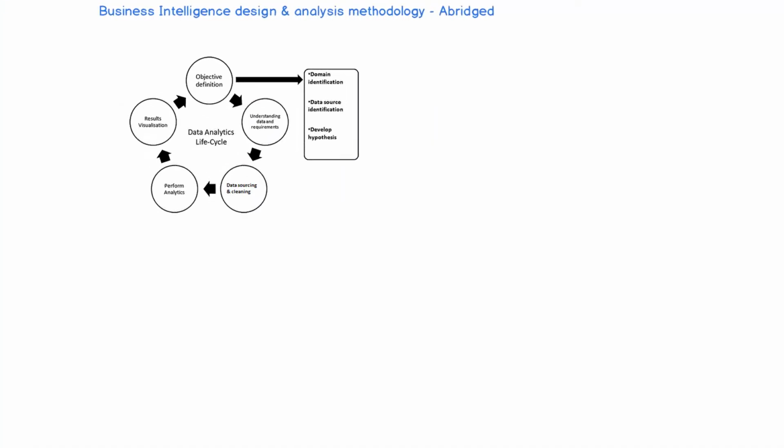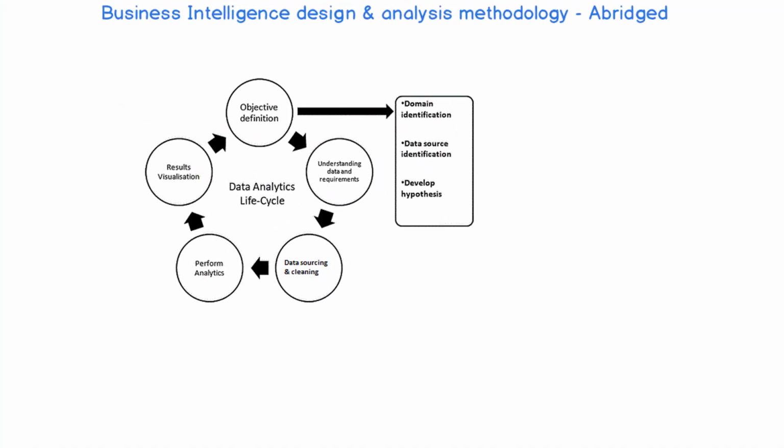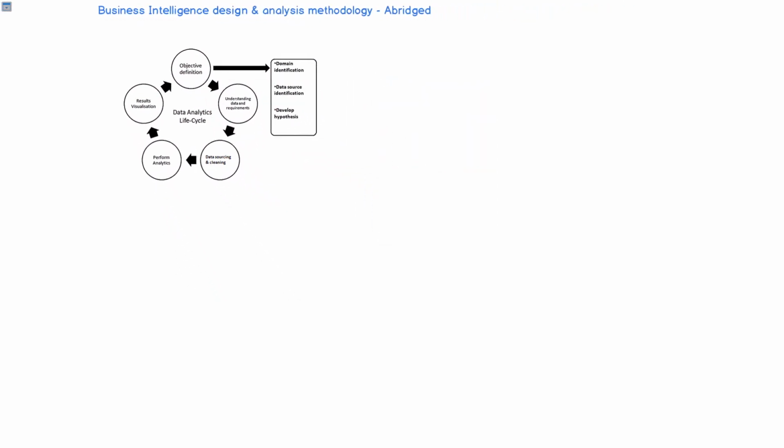Now what you can see on the screen are a set of bubbles, and the arrows between them, the direction they follow, indicates the logical steps of our data analytics life cycle. So the first one we're going to discuss is the objective definition and the sub-items that compose that definition requirement. So you'll see domain identification, data source identification, and develop hypothesis. So let's work through those individually now.